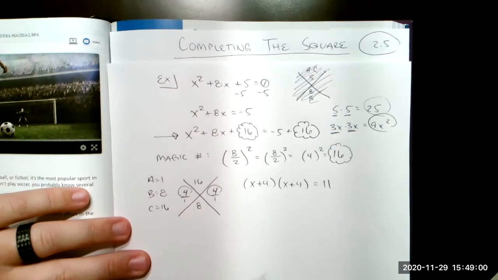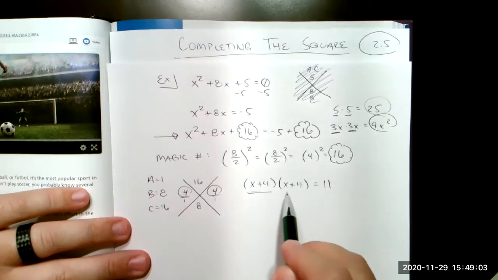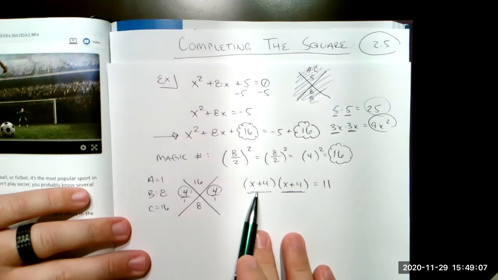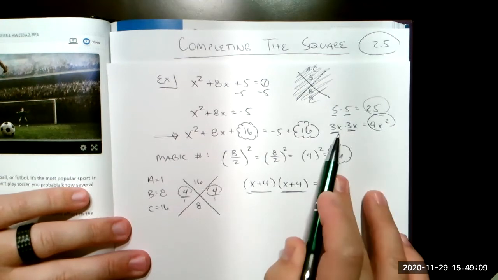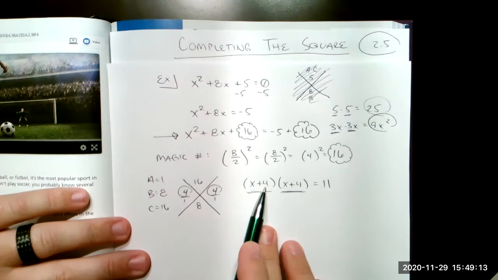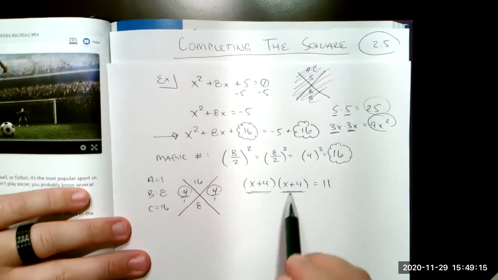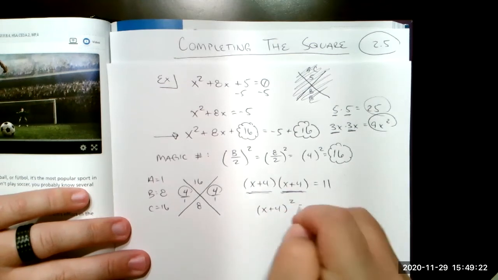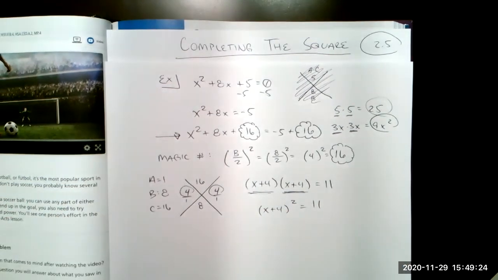Well, look at what we've got. We've got x plus 4 times x plus 4. So we're taking something, even though it looks different than just a number, it's a number and a variable being added, but you're still taking something and you're multiplying it by itself. So what you have here is a perfect square. Whenever you multiply something by itself, it's a perfect square.